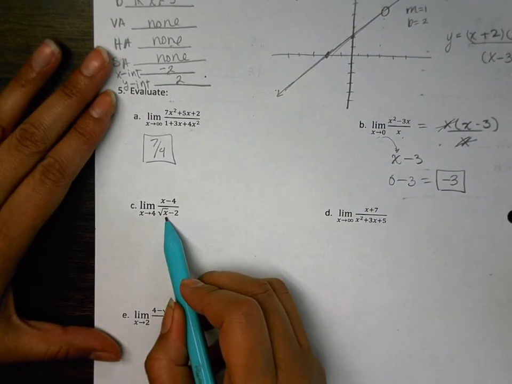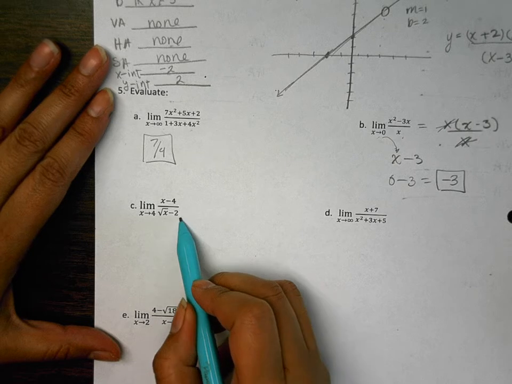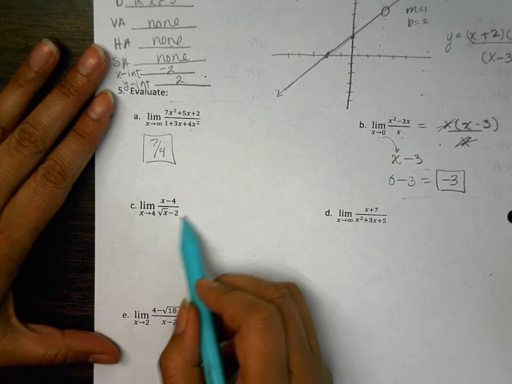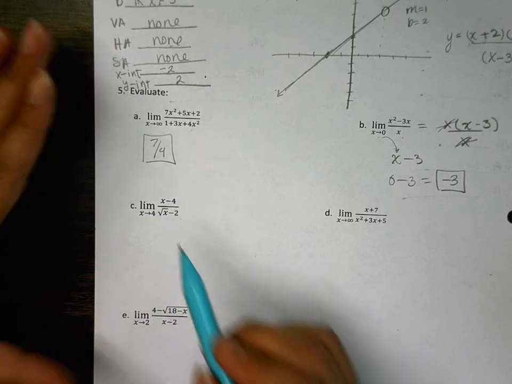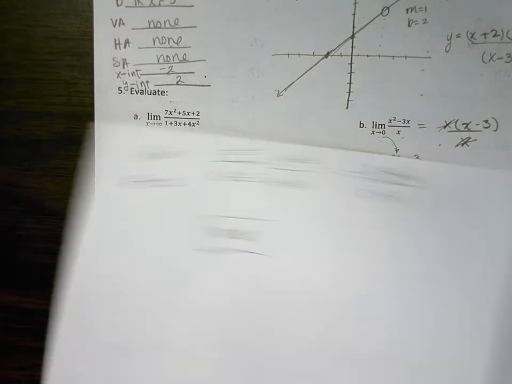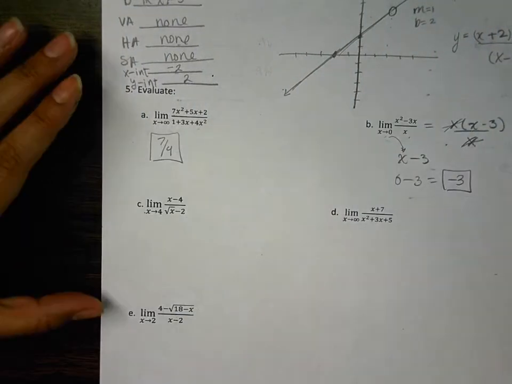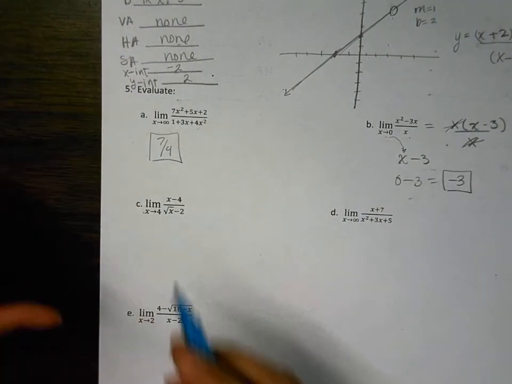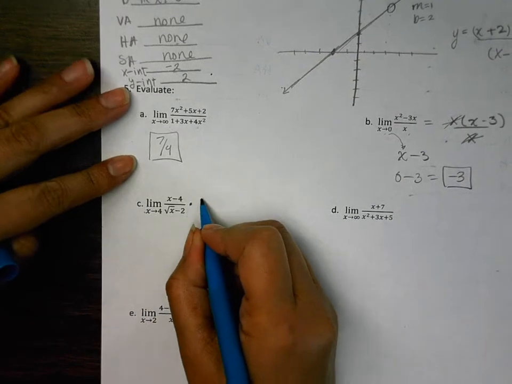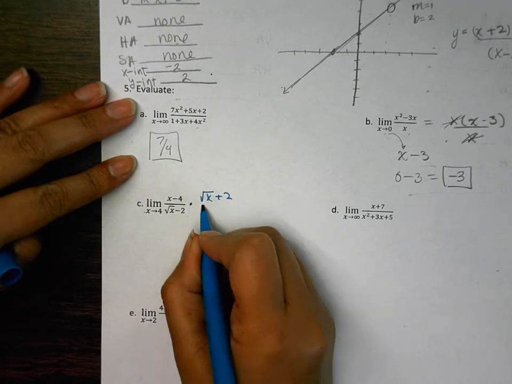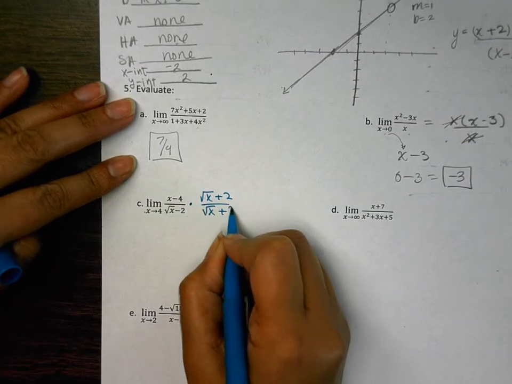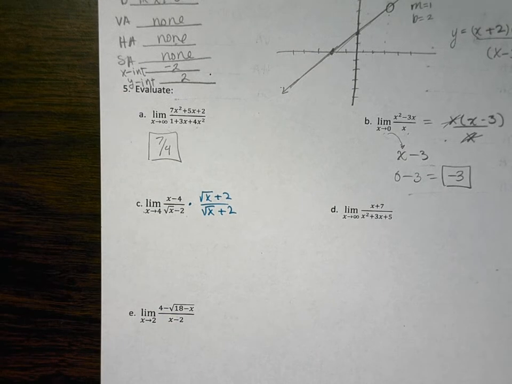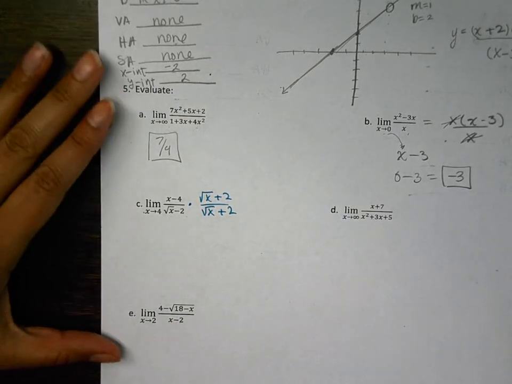Next one. This is kind of going off what I just said. What's the square root of 4? And 2 minus 2? So that's undefined. That does not mean D&E on this one, because what can I do on this one that on the last one didn't help? Conjugate. And you could tell it's going to help because there's a radical. So square root of x plus 2, square root of x plus 2. Does everybody see that?